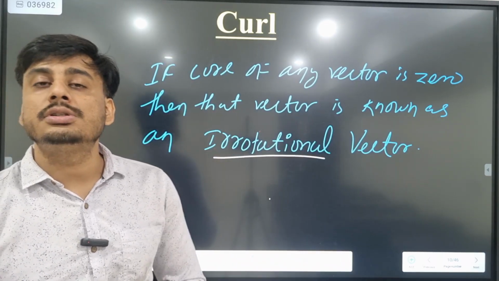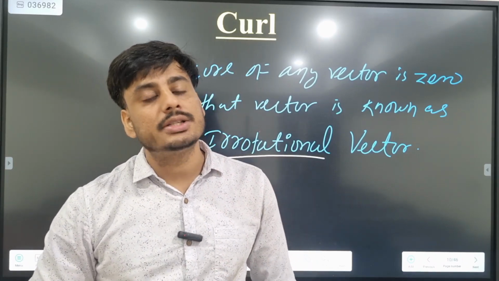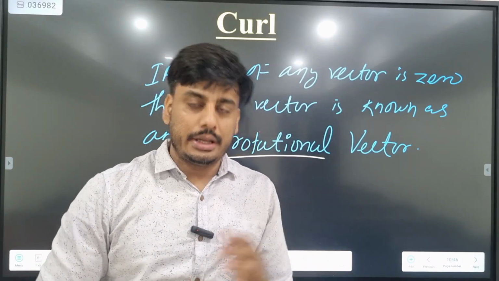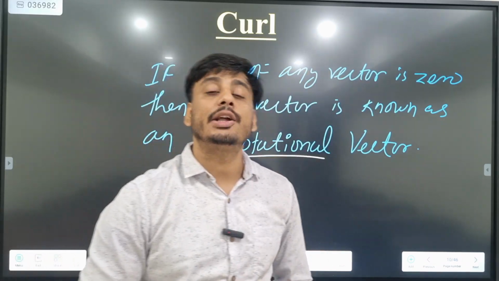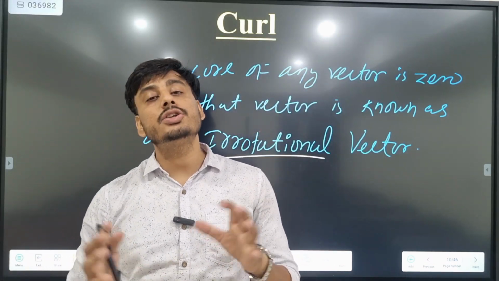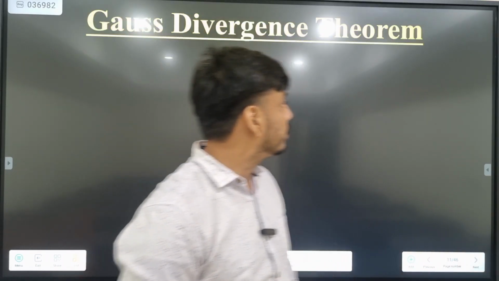This is all about the del operator. Its scalar multiplication is said to be the gradient. Then the dot product of del with any other vector is the divergence, and the cross product of del with any vector is curl. Clear? Next, there are two very important theorems.